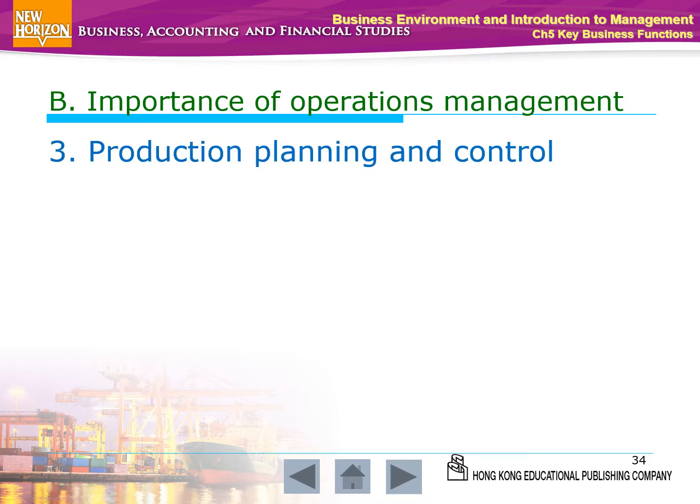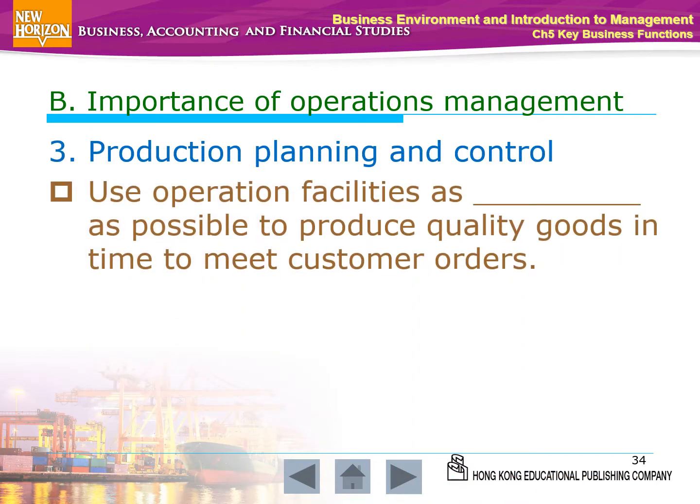Number 3, production planning and control. Let's look at McDonald's as an example. McDonald's will try to use its operation facilities as efficiently as possible to produce quality goods in time to meet customer needs. That means you come to McDonald's at the end of the school day, the McDonald's manager will try to meet your needs and to produce hamburgers as efficiently as possible. That means to produce a sufficient number for customers' needs in a short period of time. So it's called efficient production.